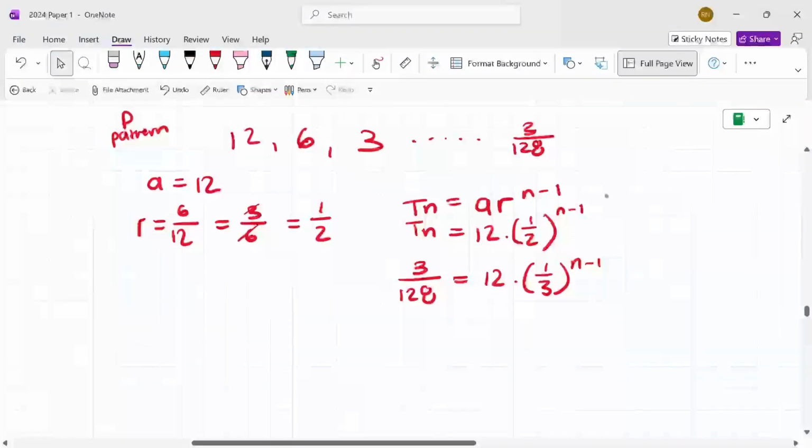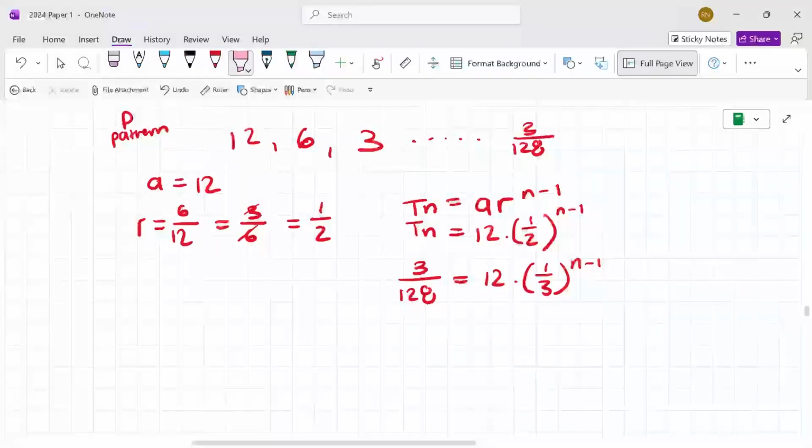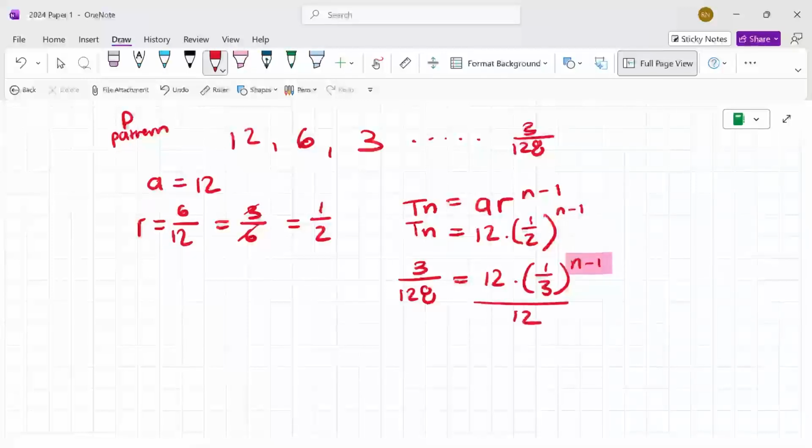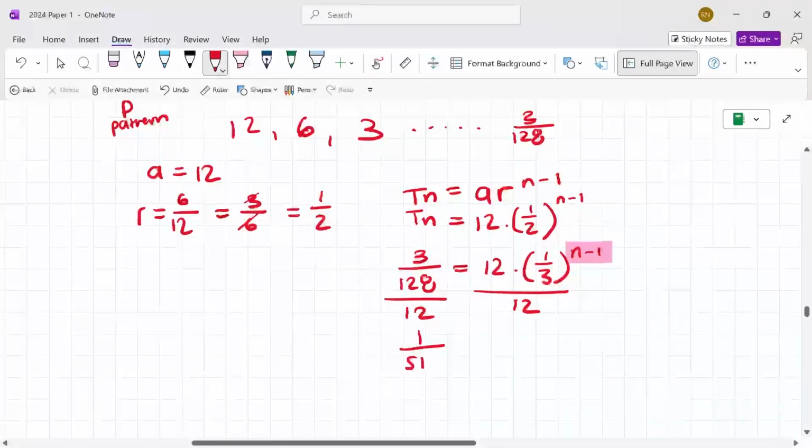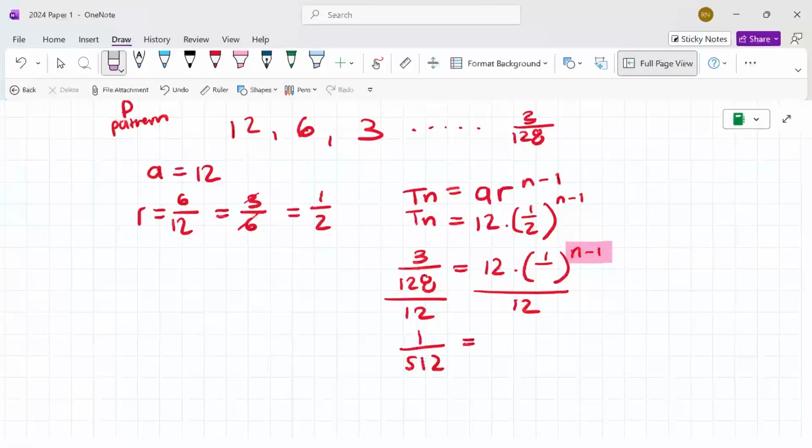Now what I can do here, because I can't multiply this 12 and this 1/2 because this has a power on it, so I can't do that. I can divide through by 12 on both sides. So divide by 12 and divide this whole thing by 12. And what you'll get is 1 over 512, which is equal to, again, a half to the power of n minus 1.